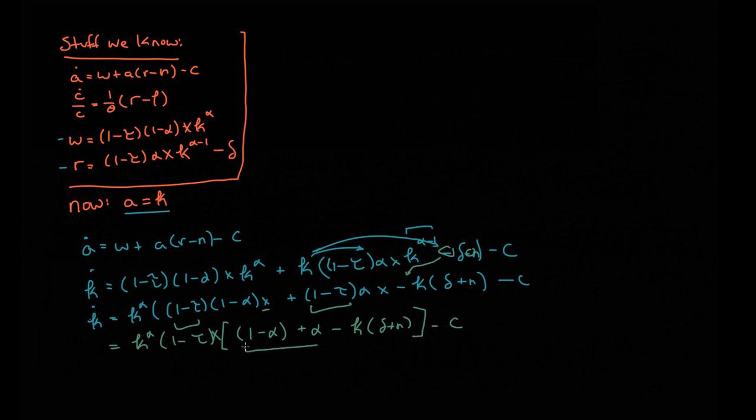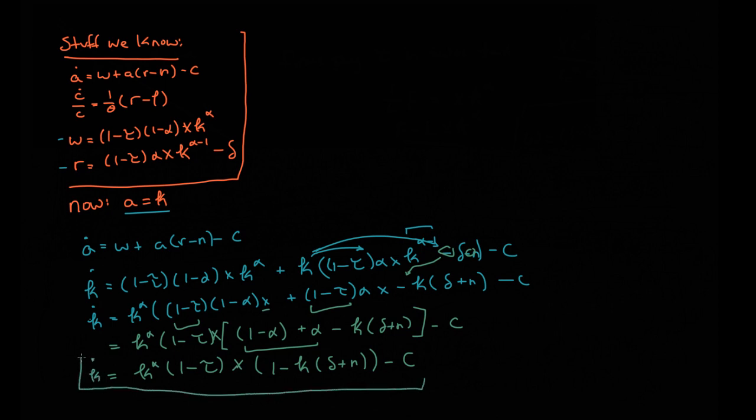And we can combine this, it's just going to turn into 1. So in the end, we're going to get k alpha 1 minus tau x times 1 minus k delta plus n, close, minus c. And that is our law of motion of capital.